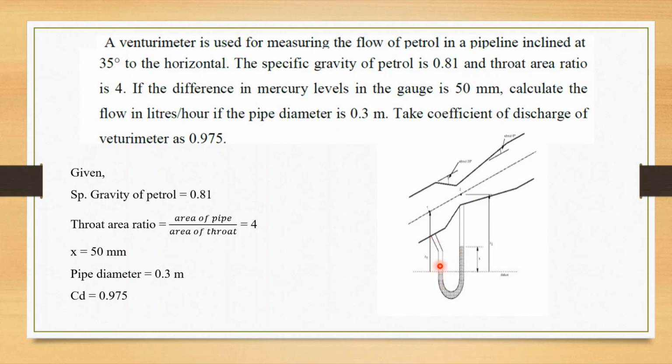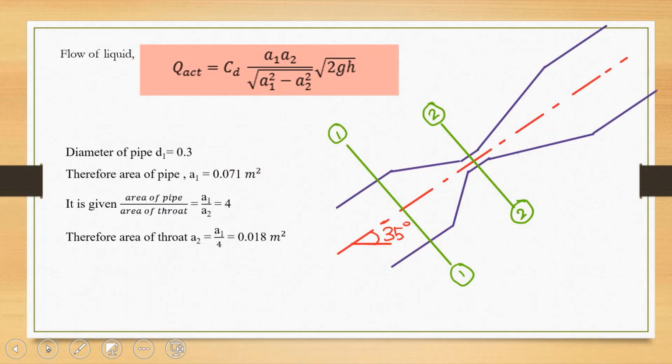Then it is given the difference in the mercury level. So here we have mercury in this venturi meter, and the difference in the mercury level, that is this difference, is 50 mm, which in meters will be 0.05 meters. And the pipe diameter, that is this diameter, is 0.3 meter and CD is given as 0.975. So let us see how we can calculate the discharge.